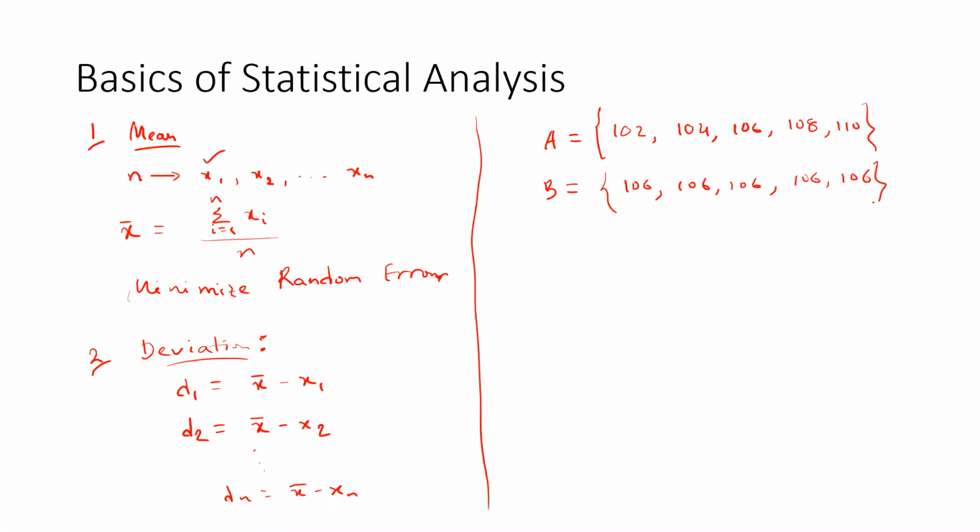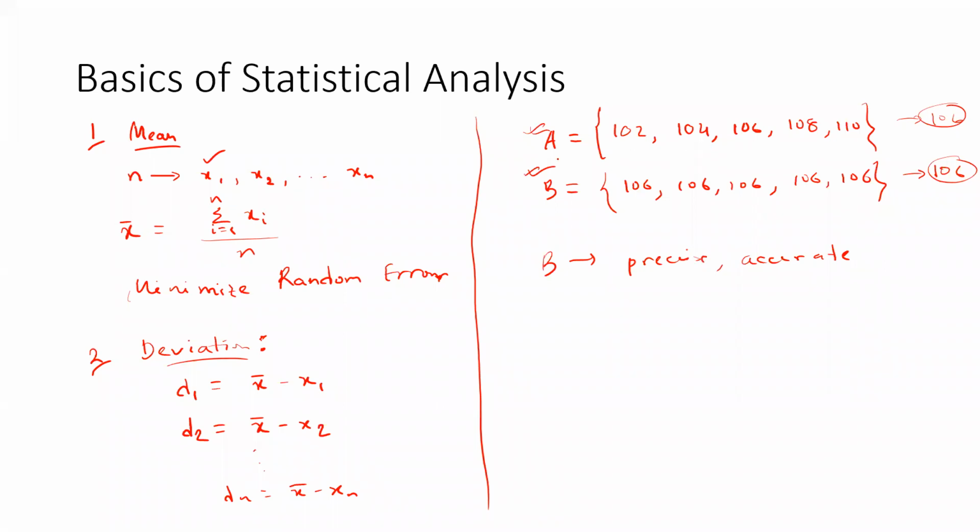So here, if you consider only the mean value, you will see that the mean for dataset A is 106, and also obviously the mean of dataset B is also 106. So if you only consider the mean, then you cannot differentiate between the performance of the two different instruments A and B, because your B is actually giving you both precise and accurate data.